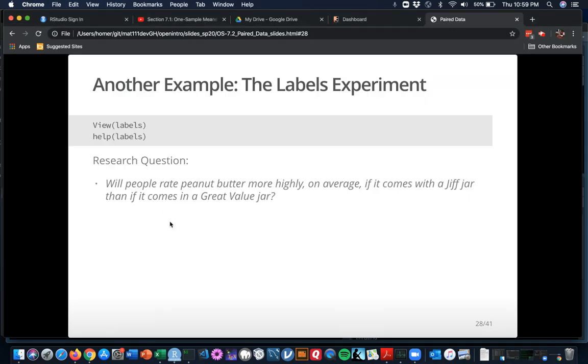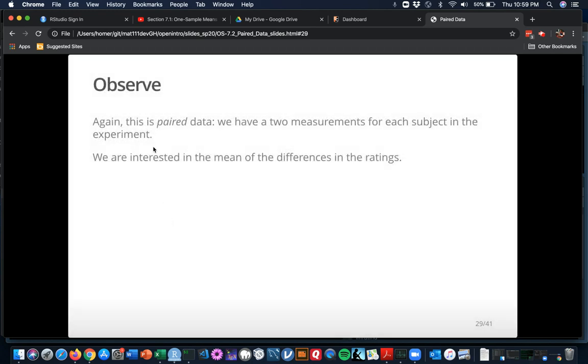And so the research question that our two student researchers brought into the study is, will people rate peanut butter more highly on average if it comes in a Jif jar than if it comes in a Great Value jar? And so you can see again how this is paired data. Every row in that data frame was a student, but there were two measurements made on each student. How does the student rate the Jif labeled peanut butter? How does the student rate the Great Value labeled peanut butter? Two measurements, but they're paired because they're made on the same student.